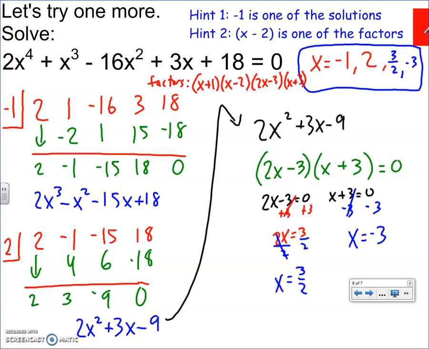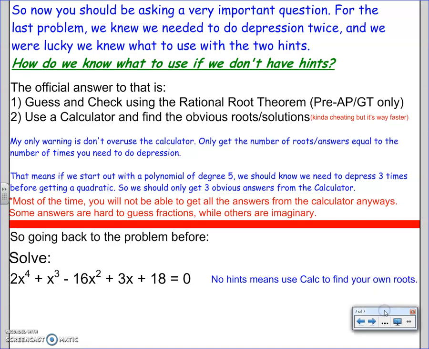Alright, so now you should be asking a very, very important question. For that last problem, we knew how to do depression twice, and we were lucky we knew what to use because of the two hints. But how do we know what to use if we don't have hints?